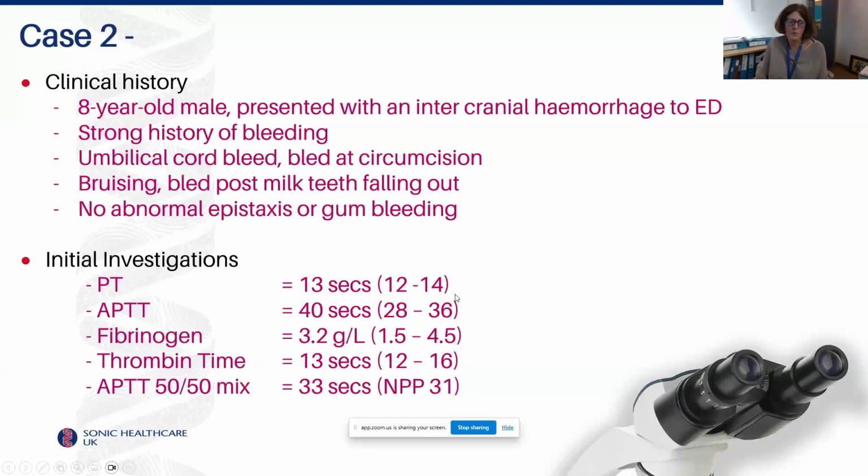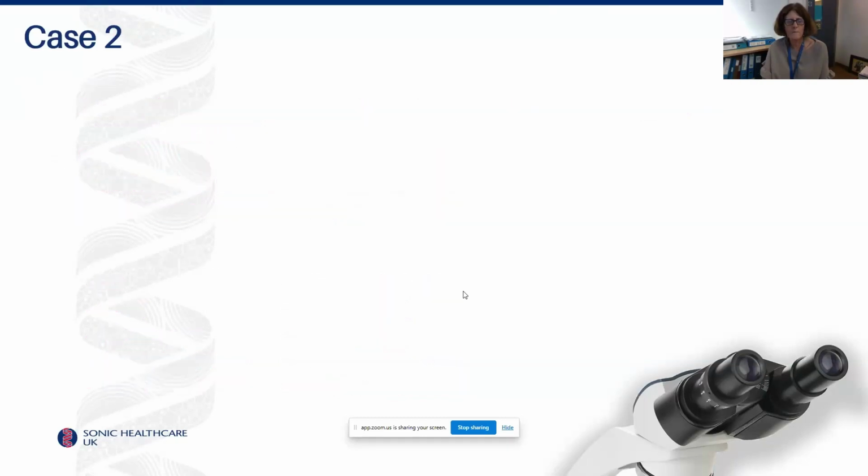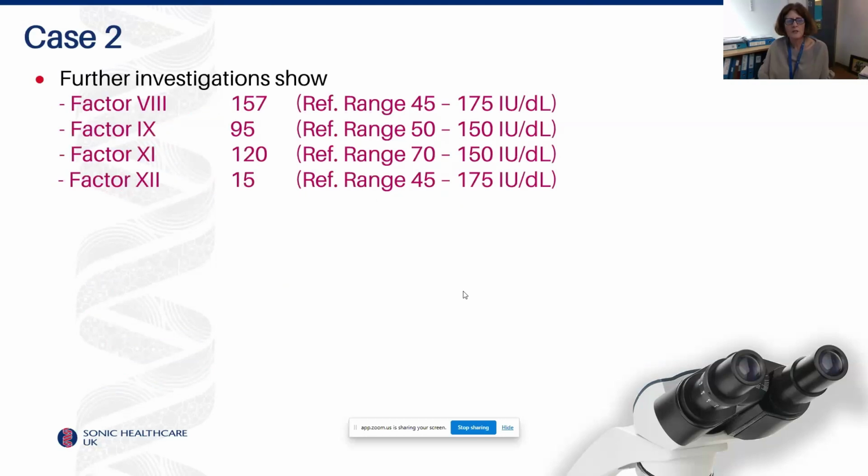His PT was normal. His APTT was just slightly prolonged, but not drastically compared to the kind of history of bleeding that he's presented with. His thrombin time was normal. His APTT mix completely corrected as well. So we went on and measured the intrinsic factors, 8, 9, 11, but we did the full lot. We did 8, which was normal, 9, 11, and 12.